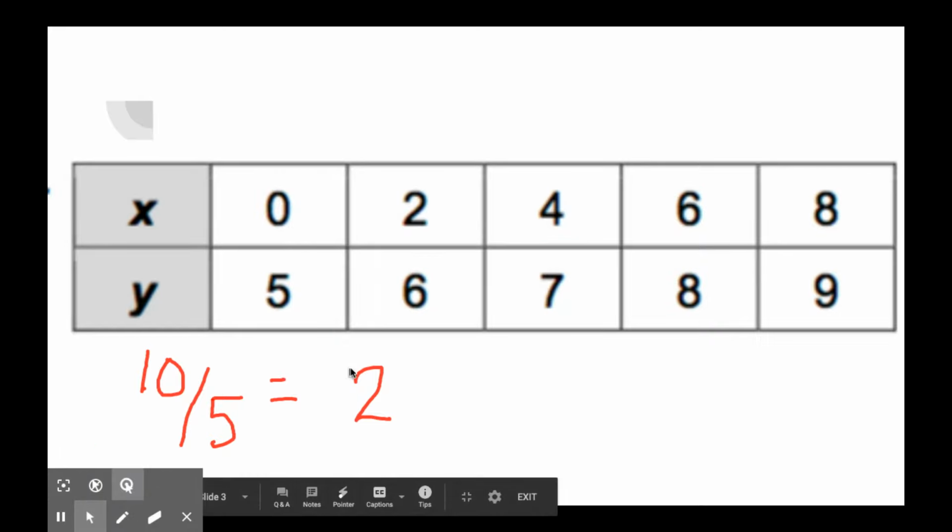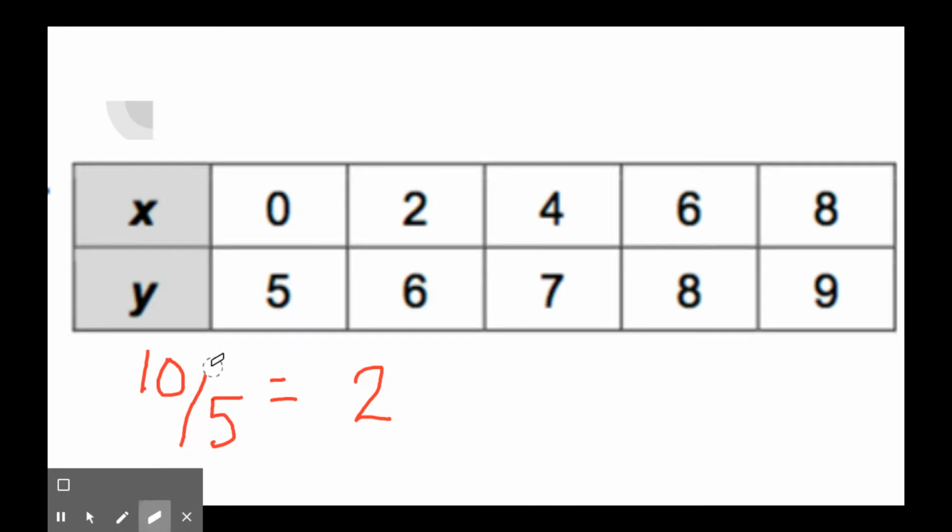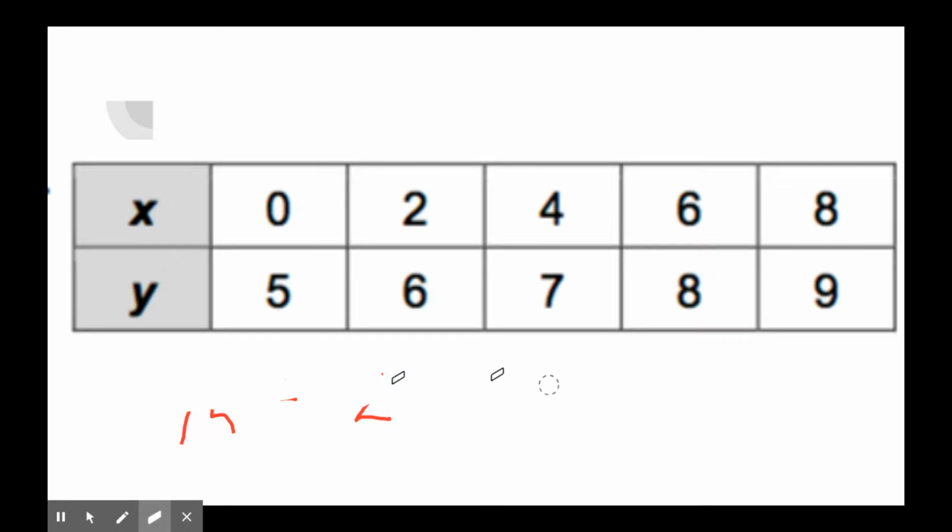Okay. Now, on this one, I'm looking at, once again, the change in y over the change in x. And so if you look at my y's, I'm going up by 1: 5, 6, 7, 8, 9. So I'm increasing by 1. And then my x's are increasing by 2. So my slope is 1 over 2, and that can't be simplified. So we'll just leave it as a fraction.